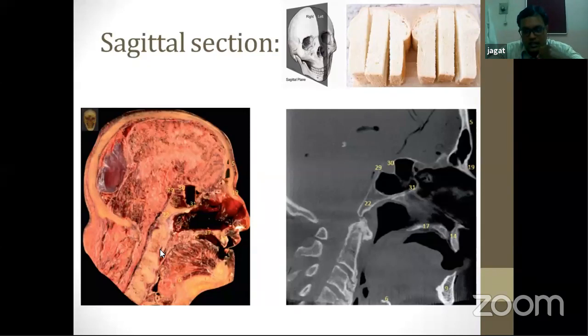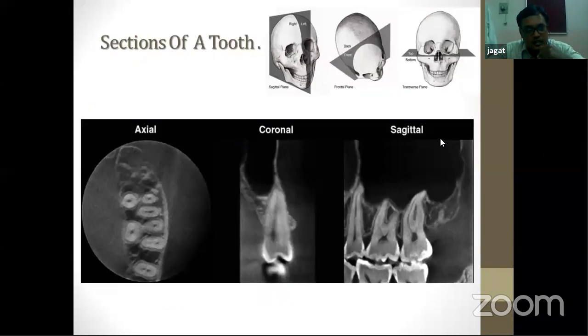So this is the sagittal section, and this is the appearance on a radiogram. So this is how it looks in the sagittal section. So these are the three sections. Now, that is with gross anatomy.